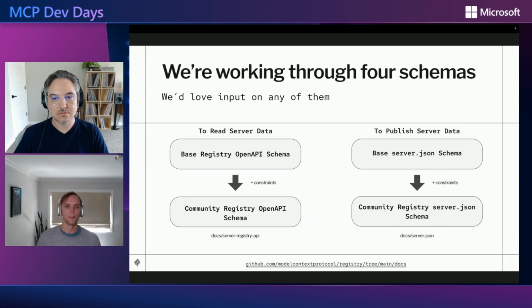And to dig in a little deeper, some specific artifacts that we're hoping to finalize in the coming weeks are these 4 schemas that we're working through. Starting on the left, we have the read server data schemas. At the top left, you have this base registry OpenAPI schema. That's the base that we hope anyone storing MCP server metadata will adopt in some way. And then the community registry itself is going to be a subset of that base registry, like you saw on the last slide.